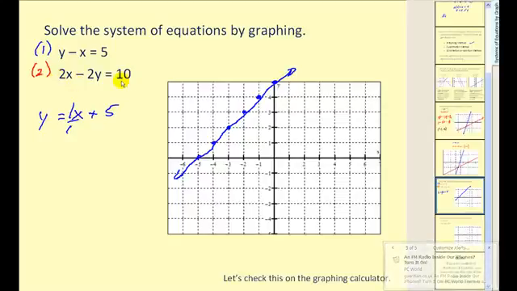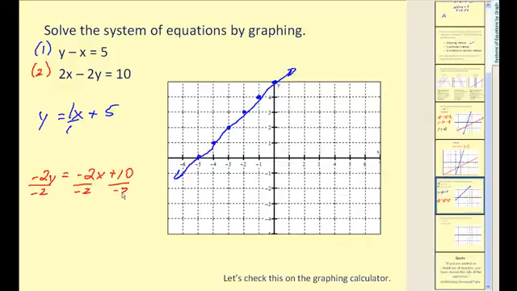On this second line, I'll first start by subtracting 2x on both sides. Divide by -2 to obtain y equals x minus 5. So here we have a y-intercept of -5 and a slope of +1. So again, we'll go up 1, right 1 several times to get additional points. So our second line would look like this.